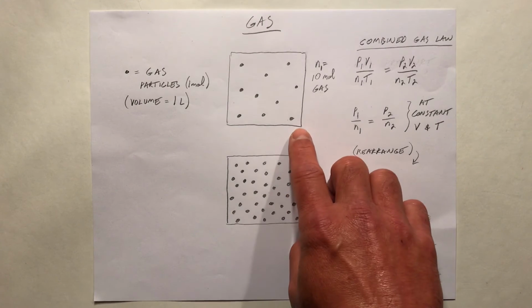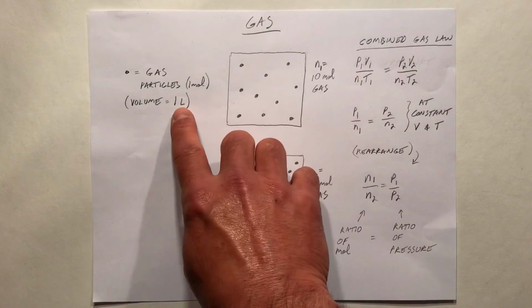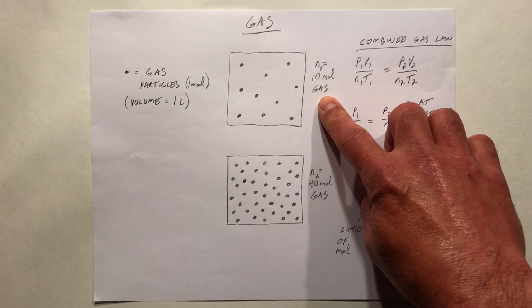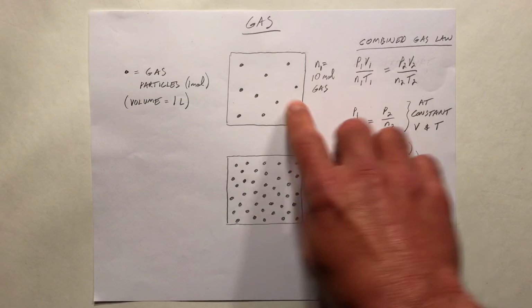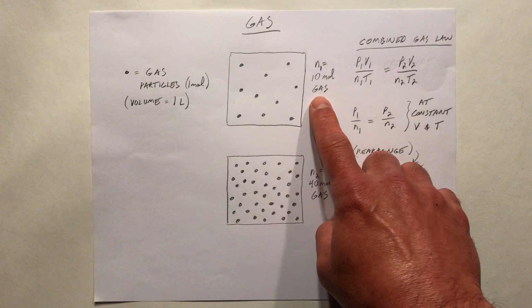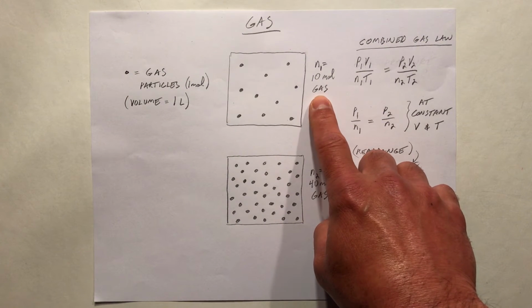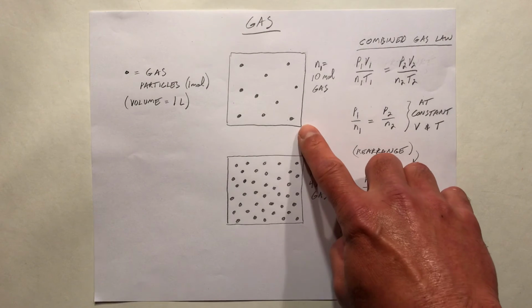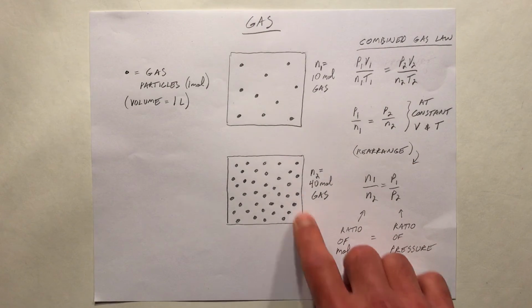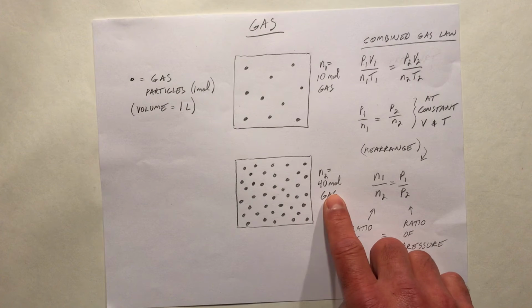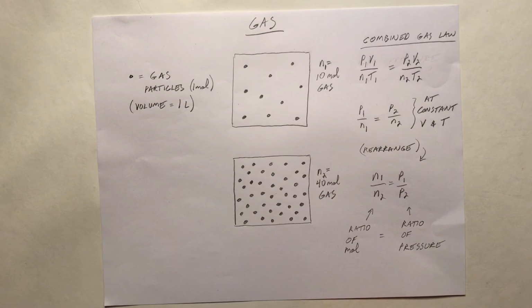So let's say we have an empty container that's 1 liter in total volume, and we fill that container with 10 moles of gas particles. So there are 10 dots in here. We'll say each dot represents a mole of gas particles. So the number of moles in this top container, N1, is 10 moles of gas. And then let's multiply the number of moles by a factor of 4. So down here we have 40 dots. N2, the number of moles in this second container, is 40 moles of gas.